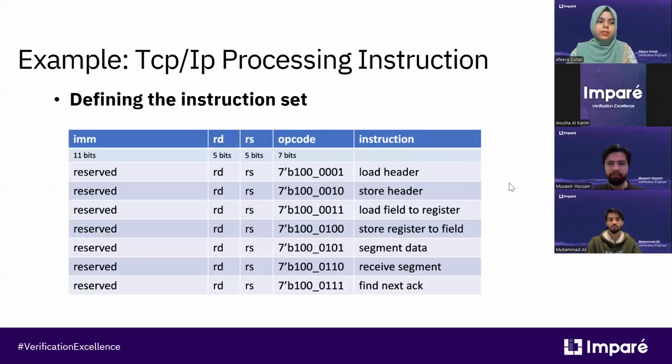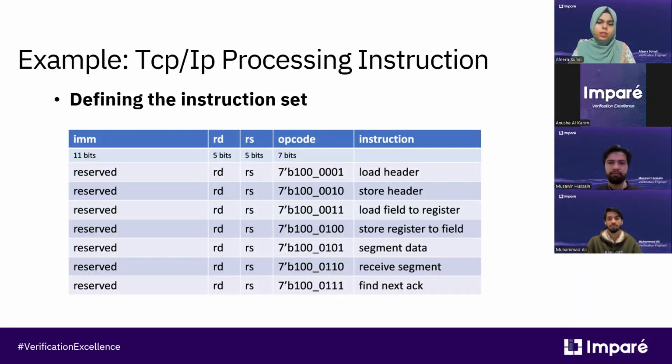For demonstration purposes, our team has carefully analyzed the TCP/IP protocol and designed these custom instructions. It is very important to note that these instructions are not part of any standard and are entirely conceptual, created to show operations. Here's how we have defined them. The immediate field is 11 bits, which has been reserved for potential enhancements. The destination register RD is 5 bits, which outputs results. The source register RS is also 5 bits, which inputs data. Lastly, the opcode is 7 bits, which represents the operation type.